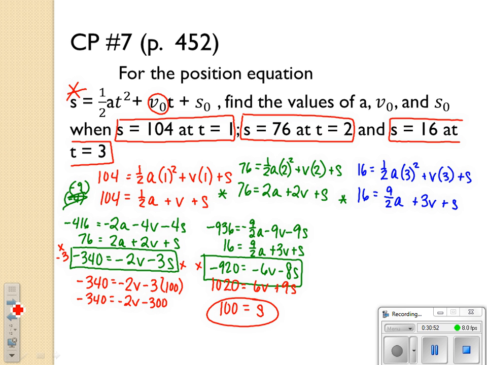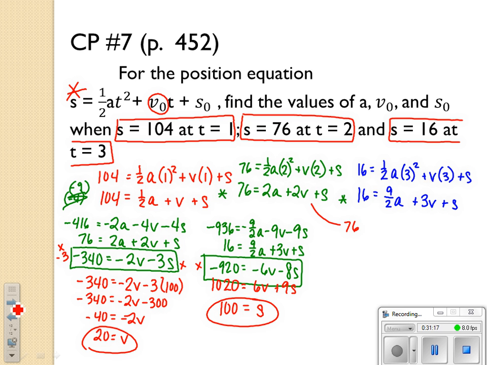Add 300 to both sides. Divide by negative 2. And 20 equals v. I have one last variable to solve for. So using any of your initial or earlier systems, you can plug those two values in. I'm going to use this one because I just feel the numbers are simpler. All right, you can choose whichever one you want.